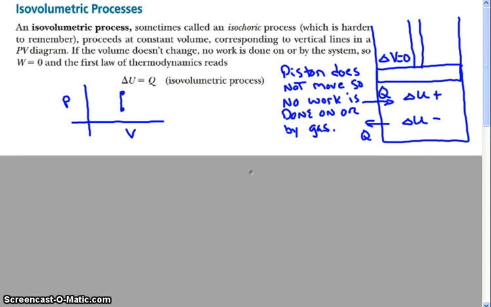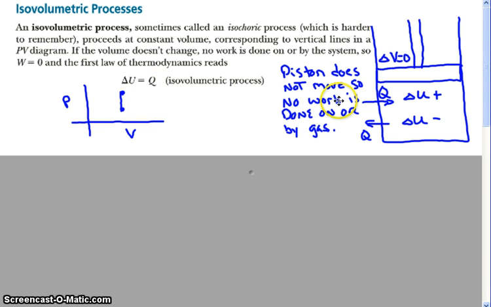Here's another thermodynamic process called an isovolumetric process or an isochoric process. It's known by either one. In this case, the volume remains constant during the entire event. On a PV diagram, a constant volume would mean a vertical line like this, hence no area. So no work is done on or by the gas during a process like this.